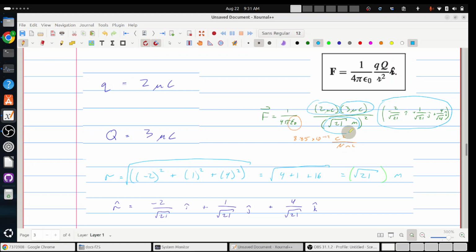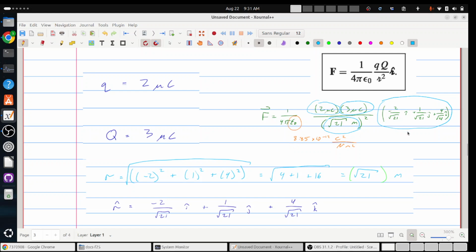And then you can actually get a number for this, which I'm not going to go through and do right now. But that would give you a force, and it's easy to see then that I'm going to have a component of the force in the i hat direction, a component of the force in the j hat direction, and a component of the force in the k hat direction.